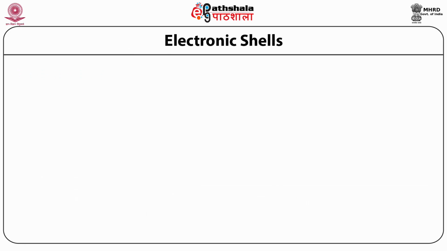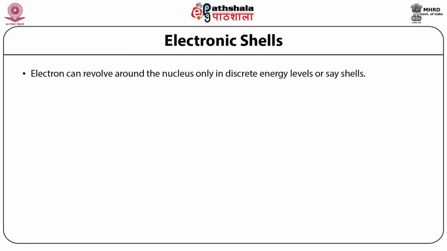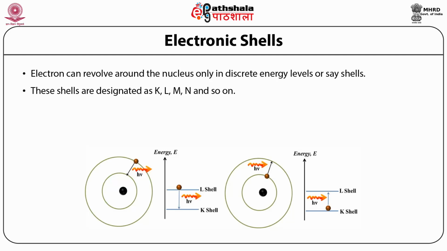nucleus. Electronic shells. The electrons which revolve around the nucleus can only revolve in discrete energy levels, or say shells. These shells are designated as K, L, M, N and so on. As shown in the figure, the electron is situated in the K shell. Now students, let us imagine that the electron is situated in the K shell.